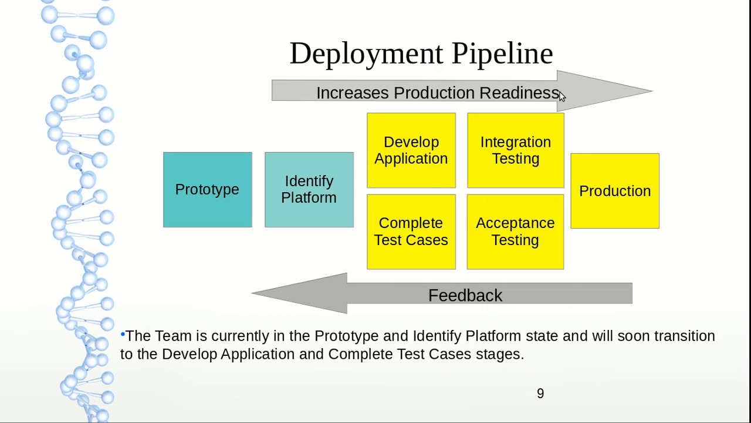Once we're complete with that, we'll go into the testing phases, unit test, integration test, acceptance testing, and then prepare to deploy into a production type environment. So as we move to the right in this pipeline, we are increasing our production readiness, and then as we do that, we're getting feedback that can inform our earlier decisions all the way back to the prototype stage.